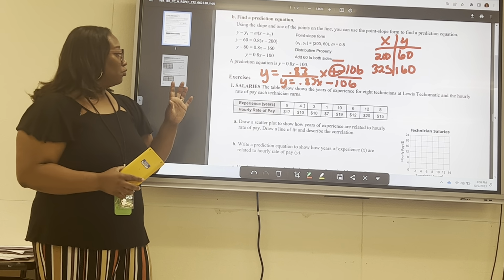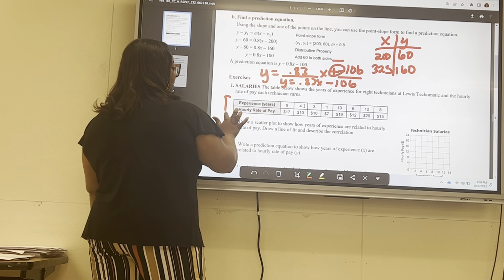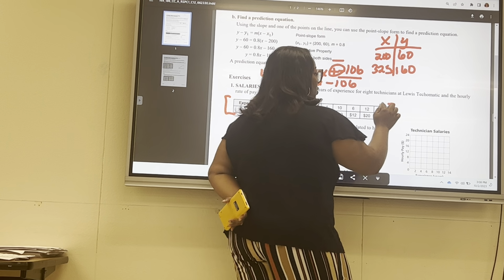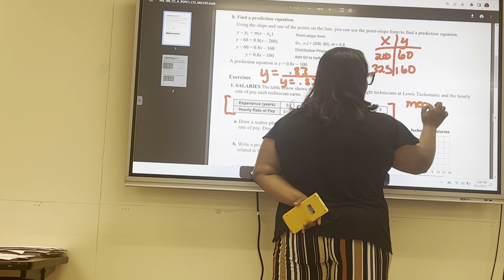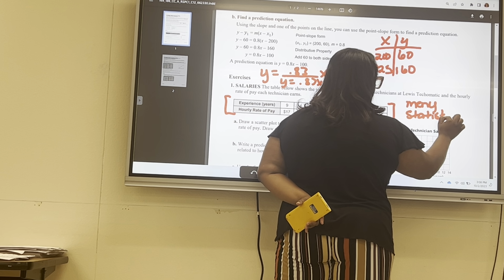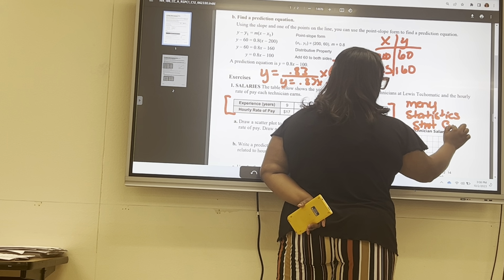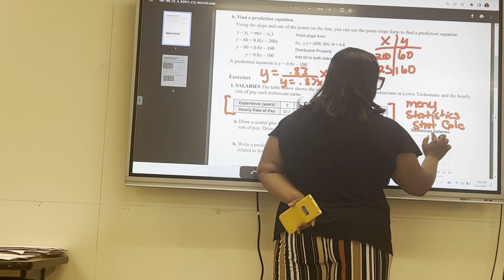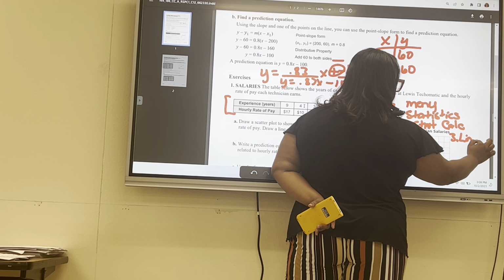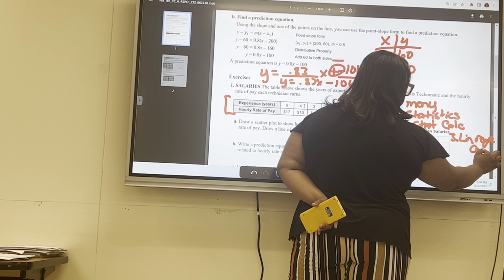Right? So that's how you go through these exercises and enter data into lists and spreadsheets. You hit menu, statistics, stat calculations, and then number 3, linear regression, which says mx plus b.